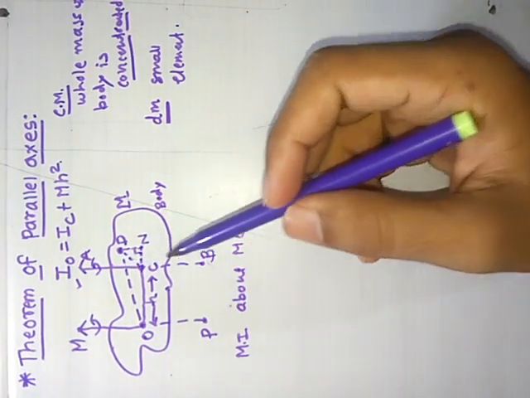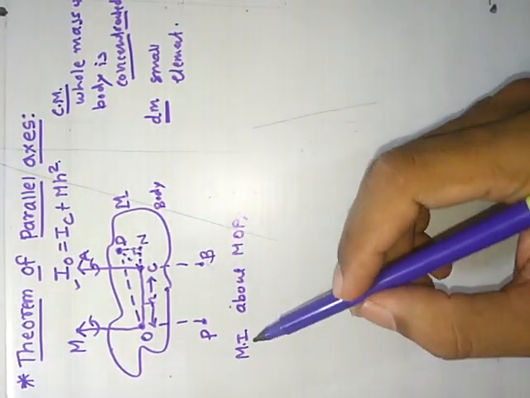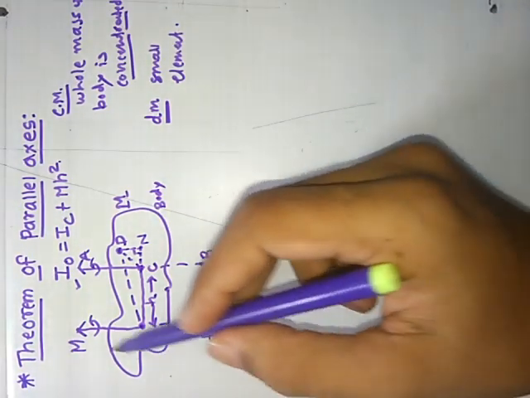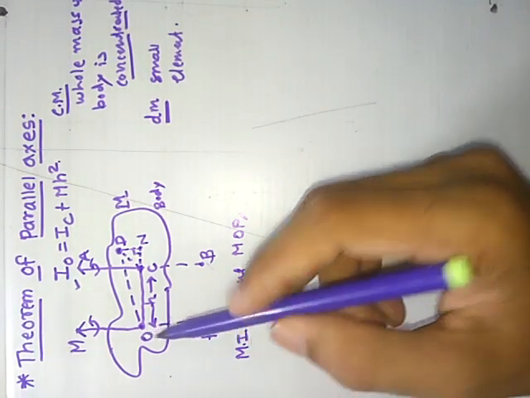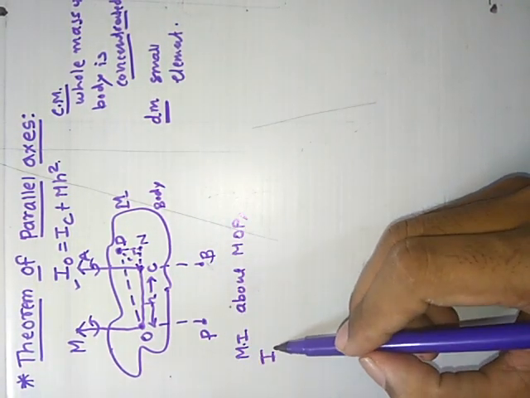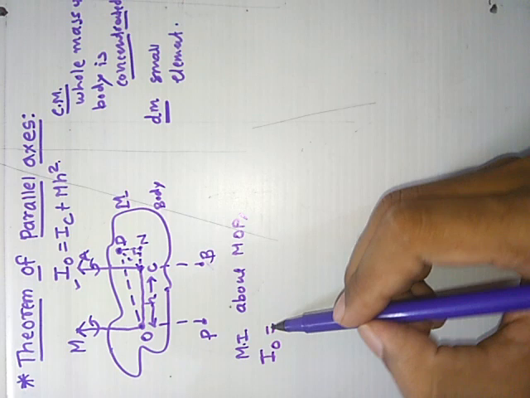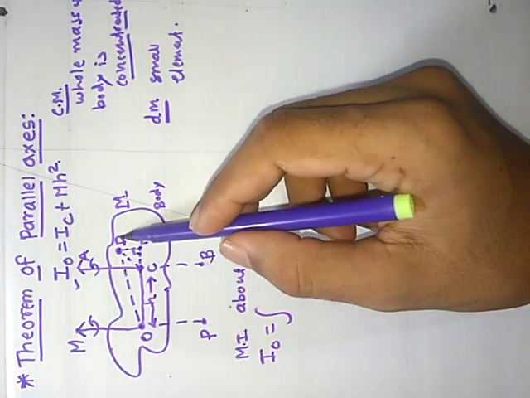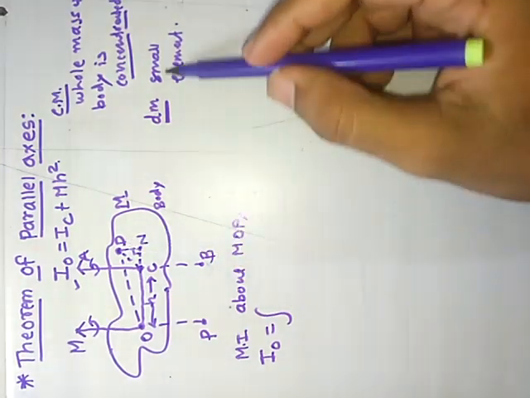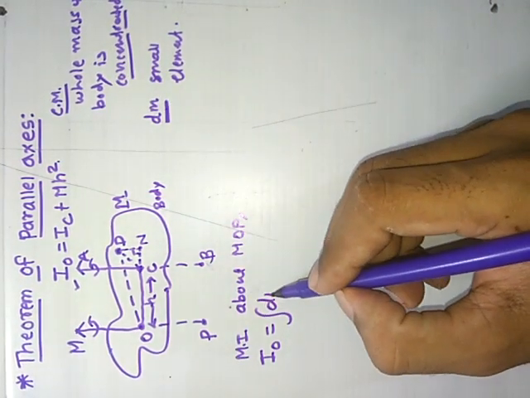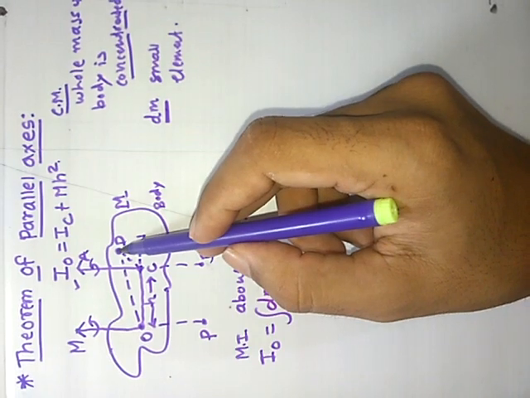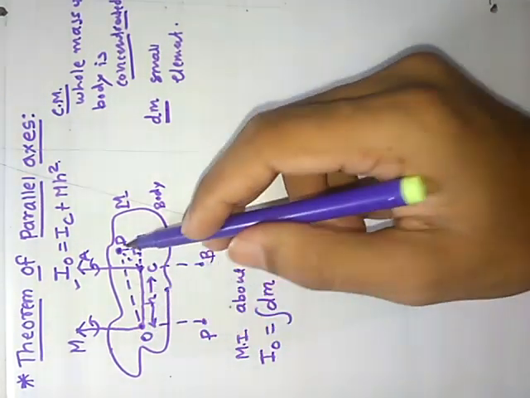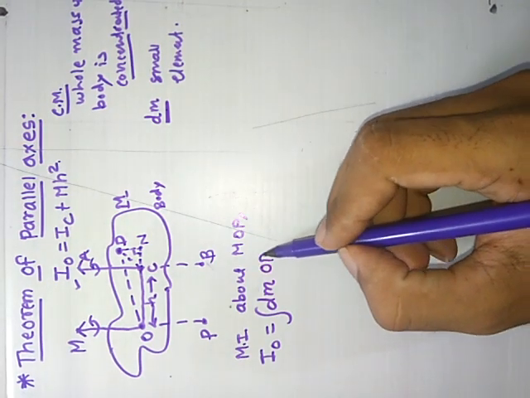So after construction for this theorem, consider the moment of inertia of a body about axis MOP about point O. So that moment of inertia can be written as IO, which is equal to integration of mass of this considered small element, that is dm, and perpendicular distance of that mass from MOP. So this is OD square.